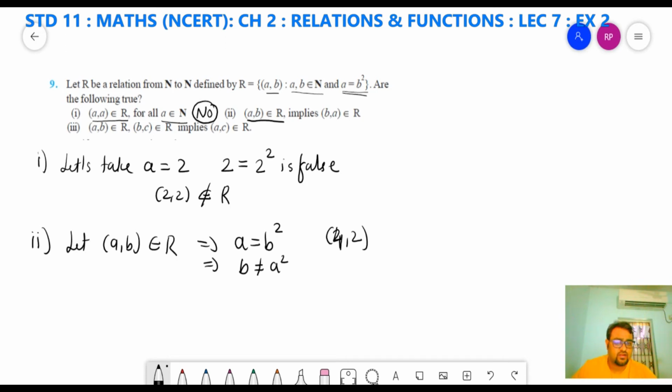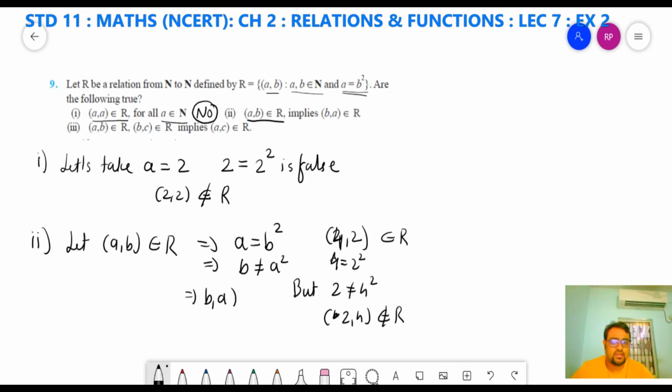Now we know that (4, 2), that means (2, 4) is equal to 2 square. That means (4, 2) belongs to R, right? But 2 is not equal to 4 square, right? That means (2, 4) does not belong to R. So this implies that (B, A) does not belong to R.